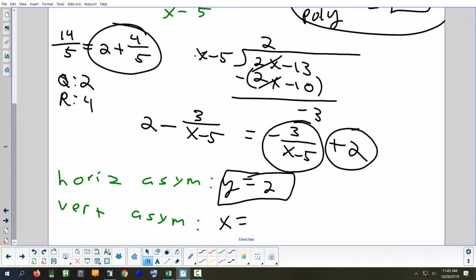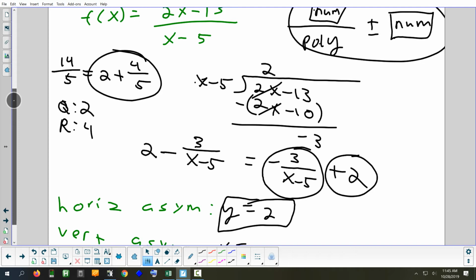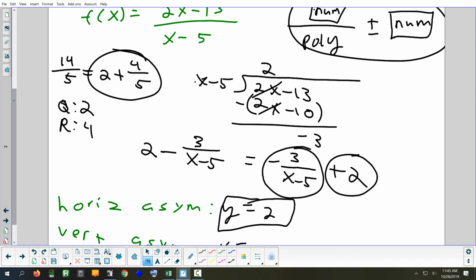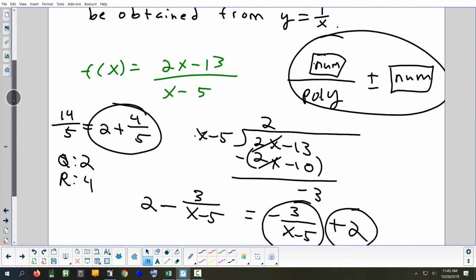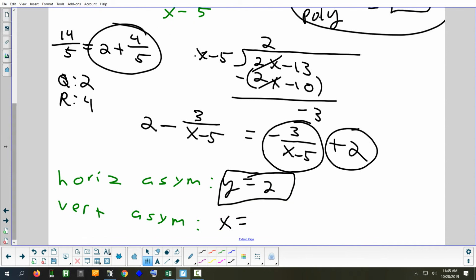So we had to do the division. The vertical you could have seen. What's my vertical asymptote in this problem? Yeah. 5. Yeah, and I could kind of see that the way it was originally. x equals 5. Okay, so any question on that?